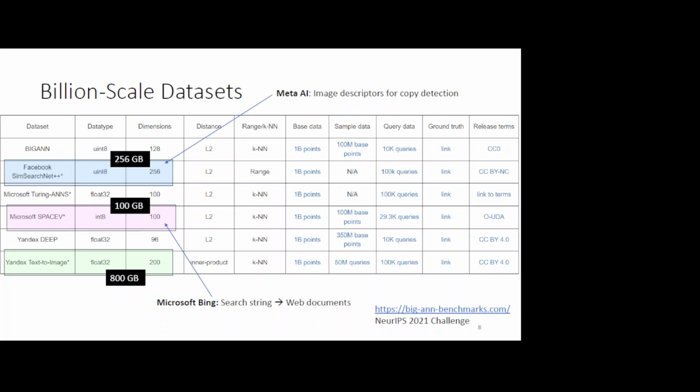The sample data we usually use as your learning set to train your model. And for the query data, they will give you maybe 10,000 queries or 100,000 queries. For each query they provide the ground truth, the correct answer, which is 1,000 nearest neighbors for you. The data IDs are from your base data.